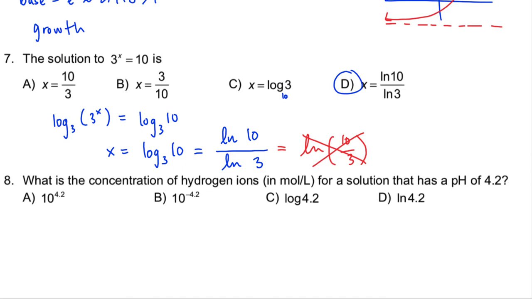In number 8, we're really talking about using exponents to help us represent really large numbers, or in the case of concentration of solutions, really small numbers, on a more human-sized scale. So the concentration of hydrogen ions is a really small number, something like 0.000 something. If it has a pH of 4.2, we want to work backwards to get the concentration. So we know that the concentration of hydrogen ions is equal to 10 to the exponent negative pH. The pH is given as 4.2, therefore the concentration is 10 to the negative 4.2, and that would be measured in moles per liter.